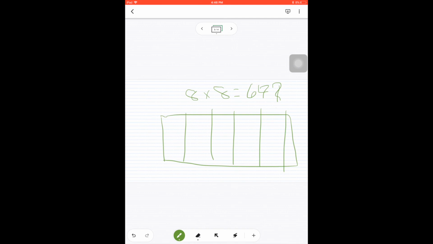I've got 1, 2, 3, 4, 5, 6, 7, and I've got 8, 8, 8, 8, 8, 8, 8, and 8. So I can add all of these up. So I know I'm going to go 8 plus 8 plus 8 plus 8 plus 8 plus 8, and I will get 64.